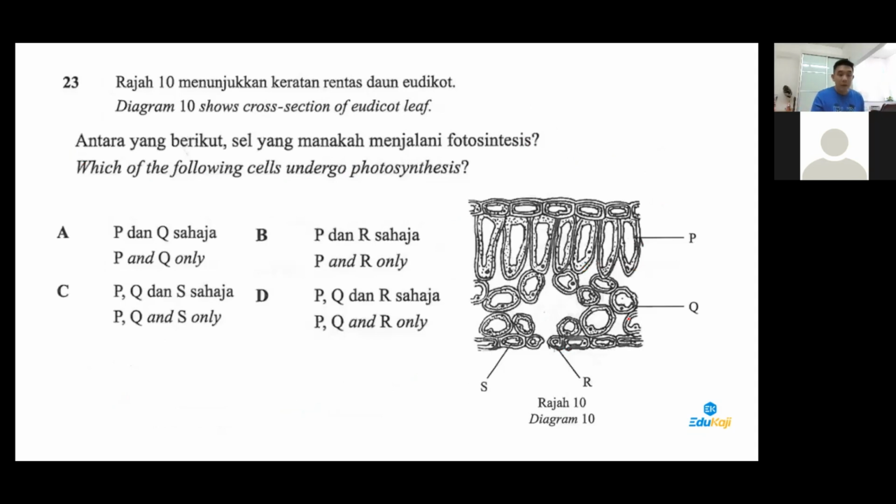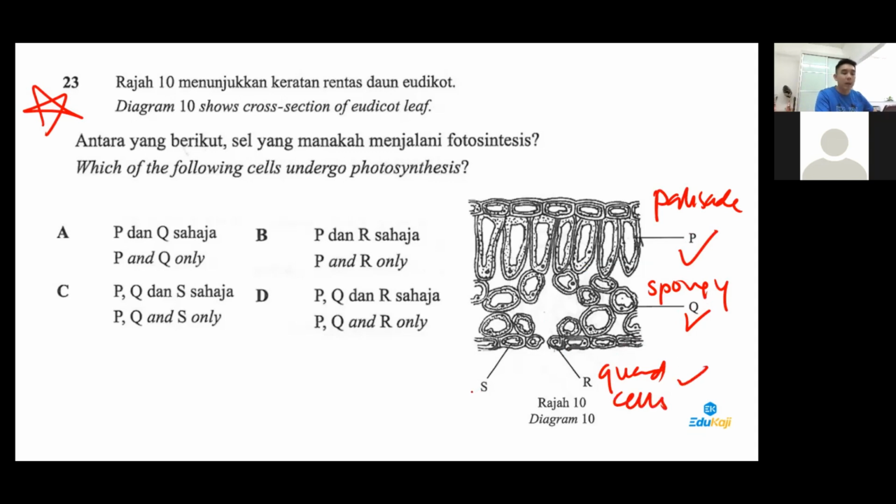Okay, 23. Which one can undergo photosynthesis? This is a very good question. Draw one star. P can, because P is the palisade mesophyll cell, which is very compact to maximize sunlight absorption. Q also has, Q is spongy. R, guard cells have. But S doesn't have. Please take note, epidermal cells have no chloroplasts. So the answer is P, Q, R.